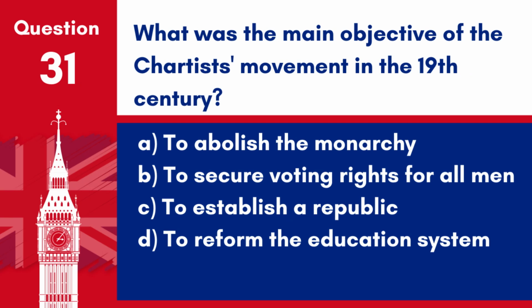Question 31. What was the main objective of the Chartists' movement in the 19th century? A. To abolish the monarchy. B. To secure voting rights for all men. C. To establish a republic. D. To reform the education system. Answer. B. To secure voting rights for all men. The Chartists were a working-class movement that sought universal male suffrage and other democratic reforms.